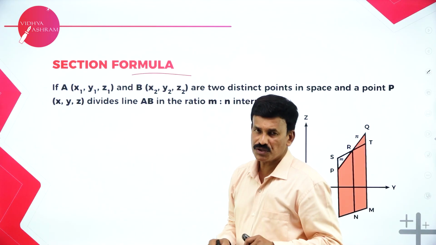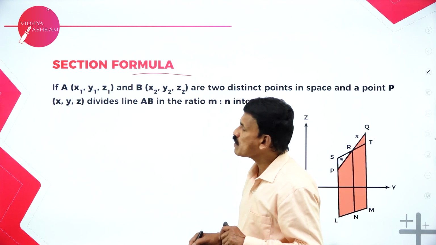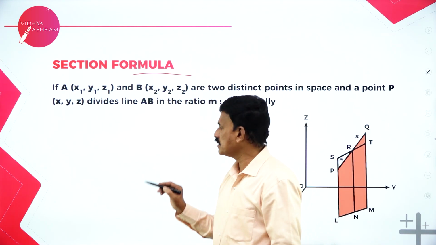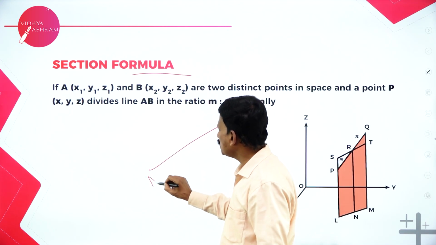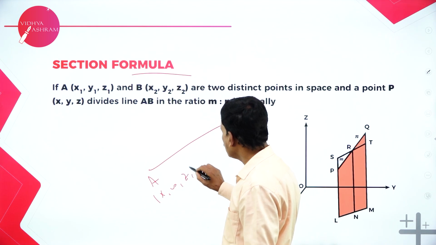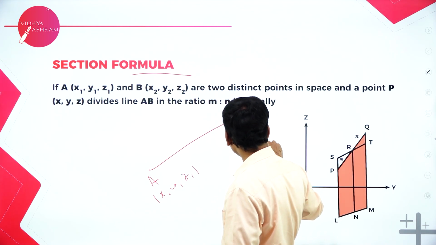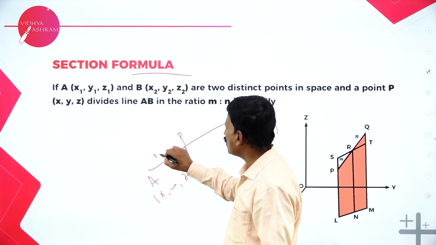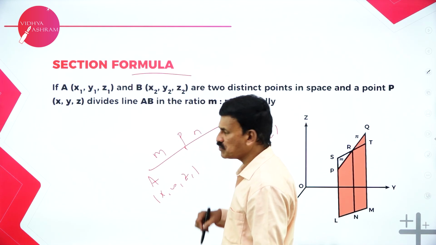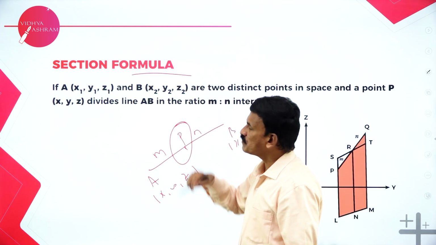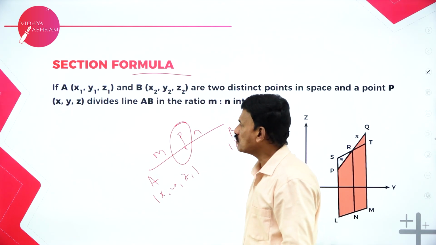Okay. Let us move on to the next concept, section formulas. What is the section formulas? Suppose if a line, this is the line, so A x1, y1, z1 and B x2, y2, z2. Suppose if P divides AB internally or externally in the ratio m is to n, then the coordinates of this P is given by the formula that is called the section formulas.